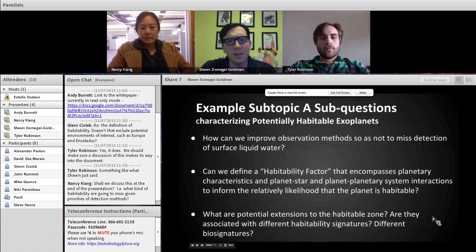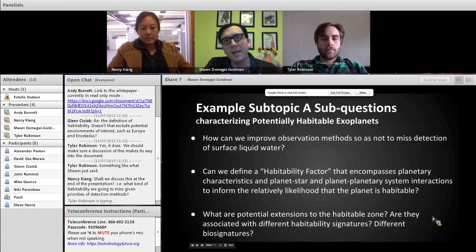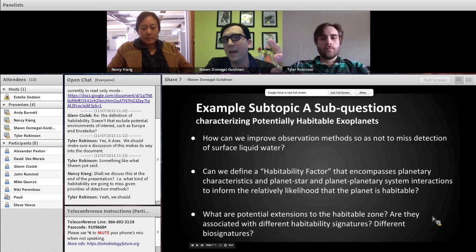Lastly, what are the potential extensions to the habitable zone? Are they associated with different habitability signatures and different biosignatures? So this is where we start to blend the two together. People are talking about a dune planet that's really dry and that suppresses some of the positive feedback loops involving water that can cause a planet to freeze over or to steam away. If that planet is habitable, maybe it has a different type of biosignature than a wet planet like modern Earth has. Likewise, if a planet has a hydrogen-dominated biosphere, does it have different biosignatures?